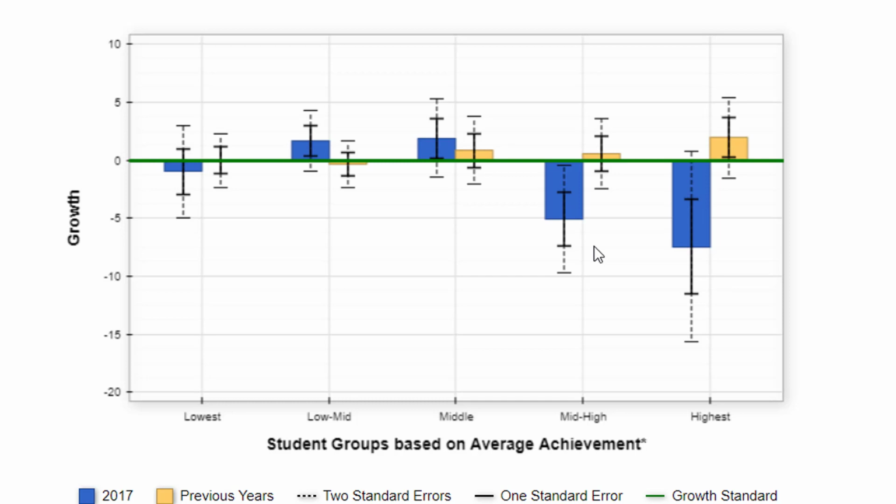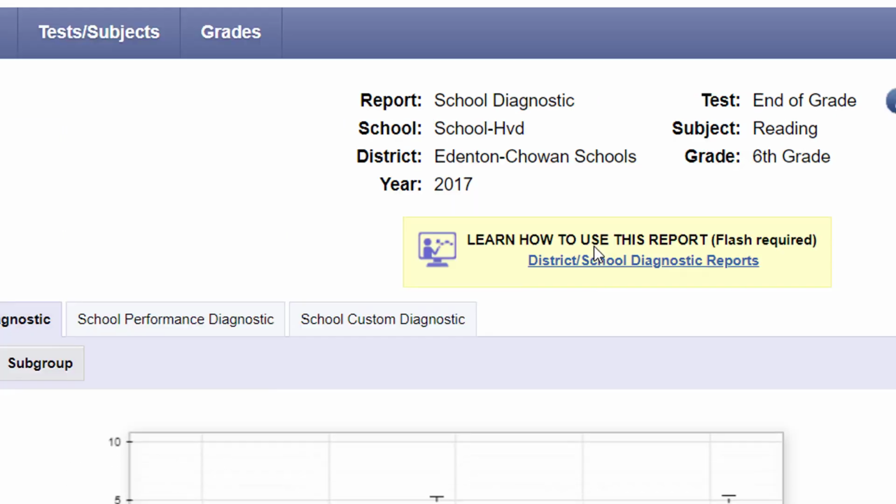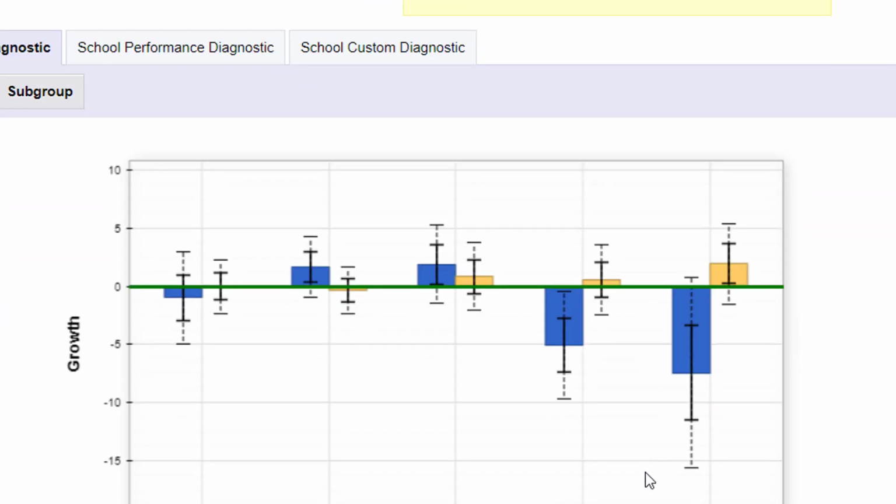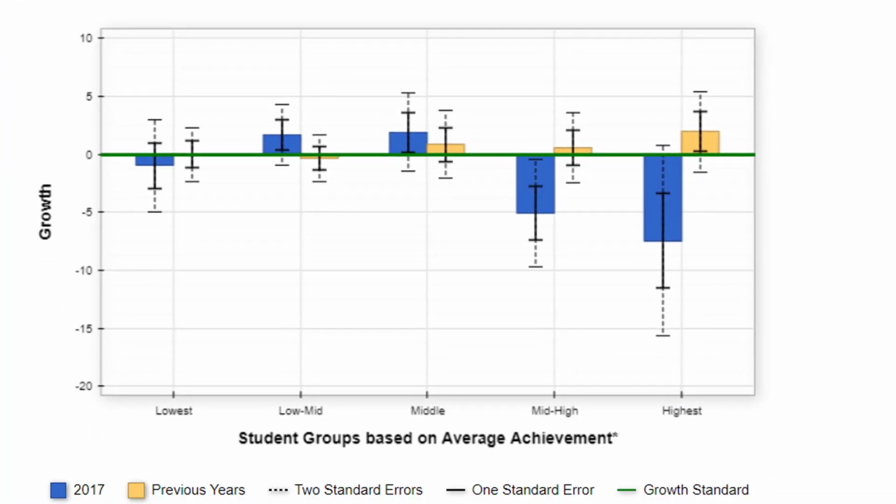So right off the bat, I can already see for 6th grade reading, that's a growth area for my teachers that teach 6th grade reading. We're not meeting the needs of all of our different achievement levels of students. Once I've looked at what the overall chart is telling me, the next thing that I want to do is dig a little bit deeper into that data to see where our strengths and areas of weakness are.